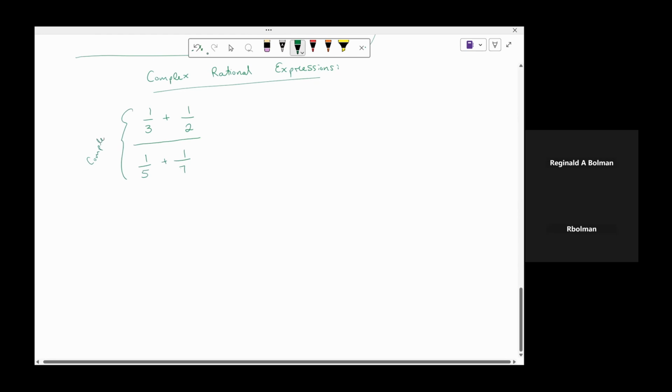complex rational expression. Okay? So this is, in fact, a complex rational expression.